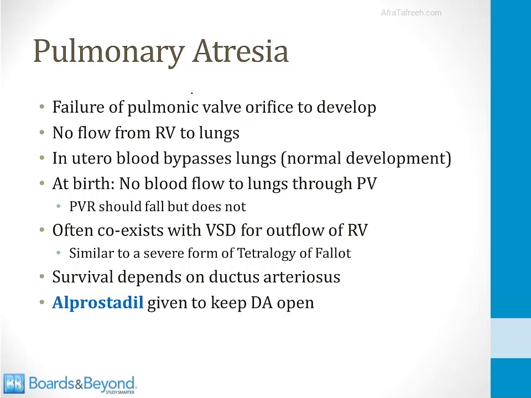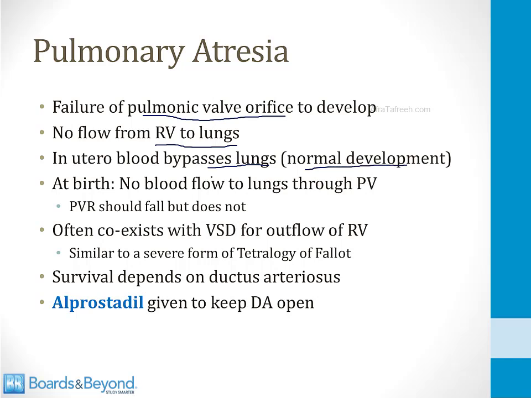As the name implies, in this condition there is failure of the pulmonic valve orifice to develop. As a result, there is no conduit to allow blood to flow from the right ventricle to the lungs. Now in utero, this is not a problem because, as you know, blood bypasses the lungs in utero. This is part of normal development.